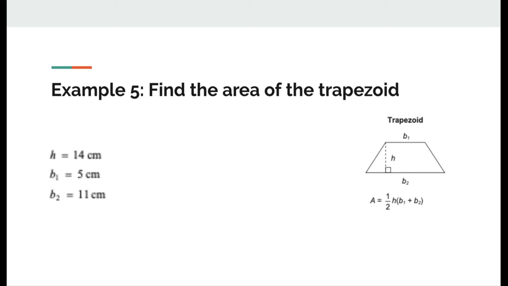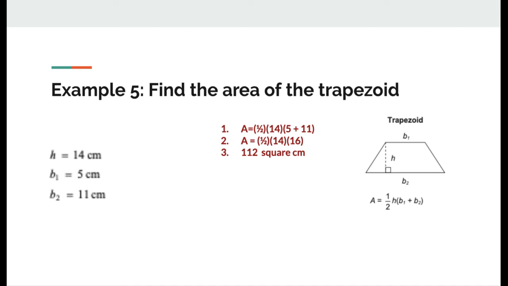Okay, next example. This time, we aren't given a picture, we're just given values. So that kind of makes it even easier because we just plug in our values to our formula. So area equals 1/2 times 14, because that's the height, times the quantity, 5 plus 11, because those are the two bases of our trapezoid. So again, you have to add, because that's in parentheses, first before you do any of your multiplication. And so you should get a total of 112 square centimeters.